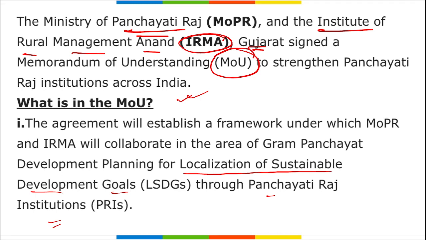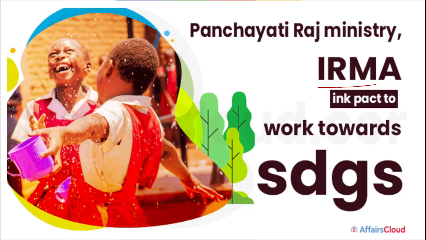Also remember, IRMA will provide inputs to the Ministry of Panchayati Raj. Basically they will provide the field experience gathered by their students and interns, and when required, inputs for policy interventions on related matters. So coming back, friends, remember, for the localization of the sustainable development goals, the Panchayati Raj Ministry has signed a memorandum of understanding with IRMA, the Institute of Rural Management Anand, which is located in Gujarat. Alright.